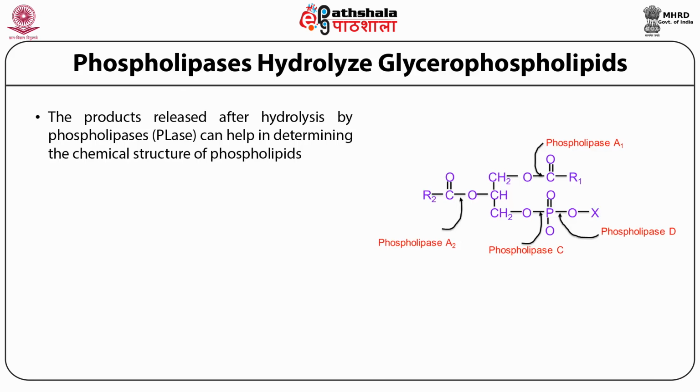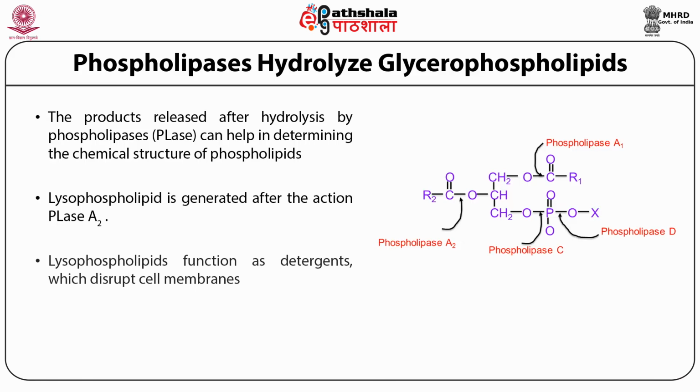As an example, if a phospholipid molecule has been digested with phospholipase A2, the remaining molecule that is left is called lysophospholipid. Lysophospholipids function as detergents. Because they function as detergents, they have the ability to disrupt cell membranes. Bee and snake venoms are extremely enriched in phospholipase A2, and that in fact tells you why bee and snake venom are harmful to humans.